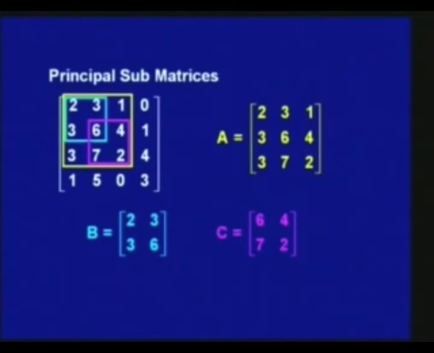In a special case, a matrix itself is a submatrix. So, 2, 3, 1, 0, 3, 6, 4, 1, 3, 7, 2, 4, 1, 5, 0, 3 is a 4 by 4 submatrix of itself.